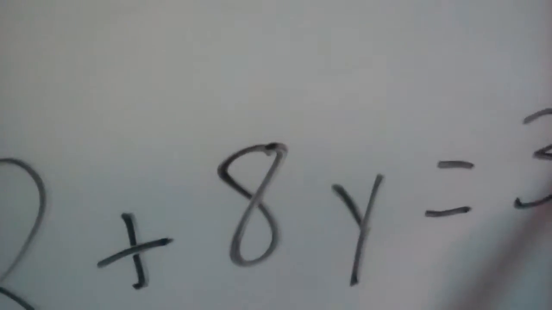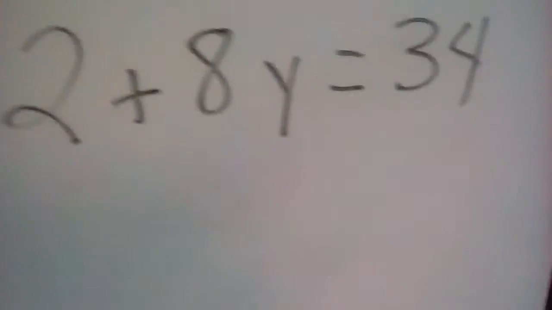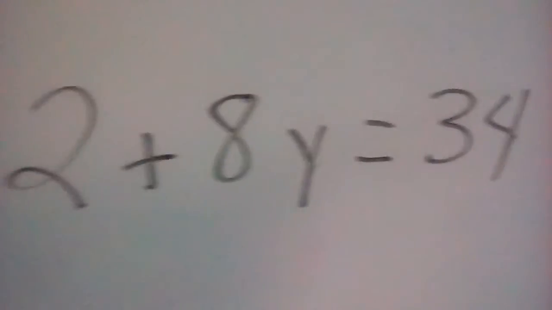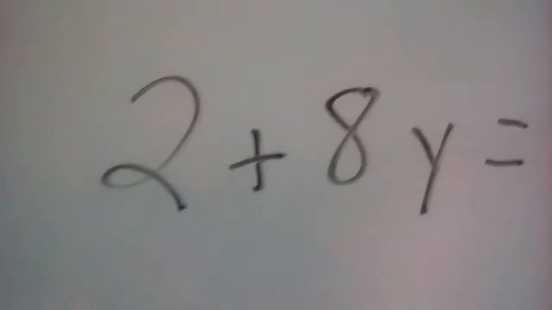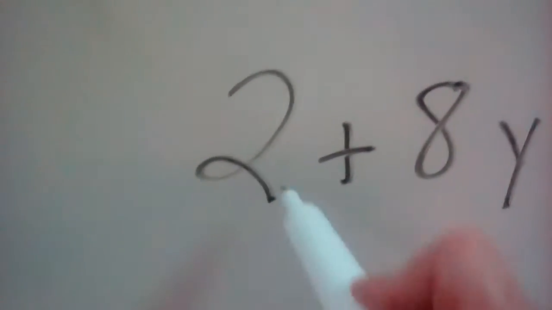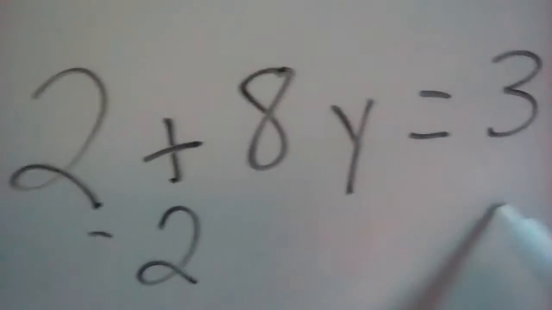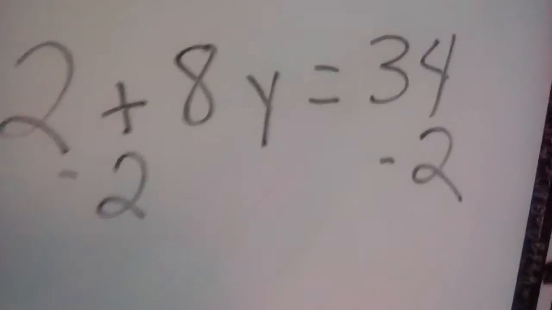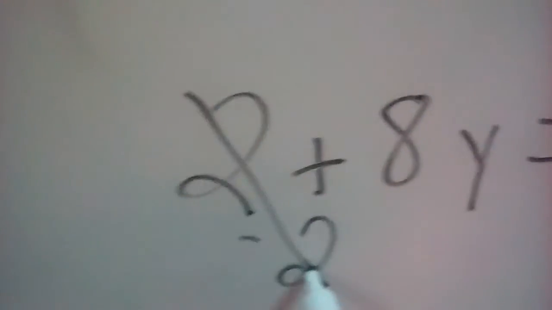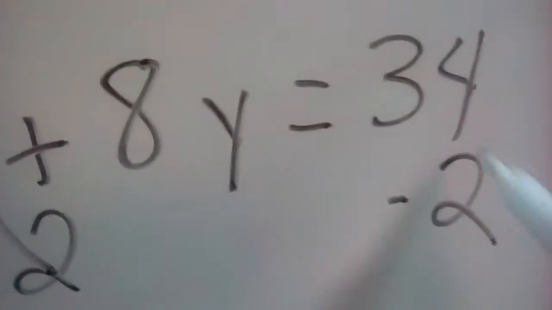2 plus 8y equals 34. So 2 plus 8y is equal to 34. Well, remember what I have to do. If I do it to one side, I got to do it to the other. First thing I'm always going to do is get rid of this extra number over here, right? This is going to be minus 2. This is going to be minus 2. Okay, this cancels out, and this is going to be left with 32.